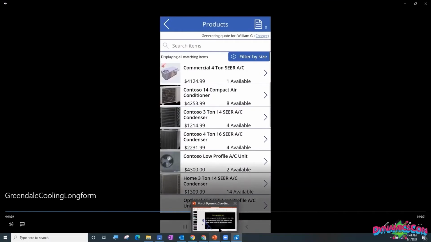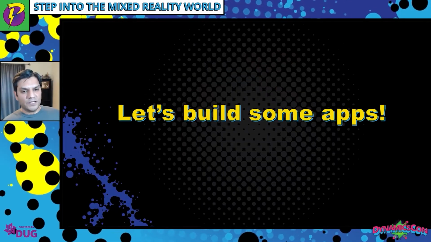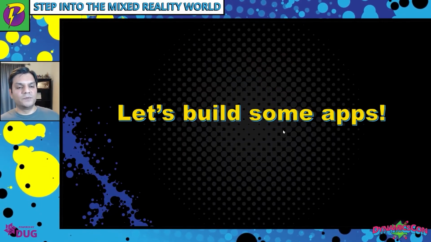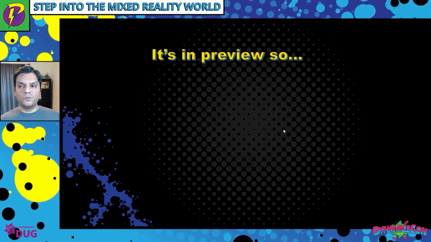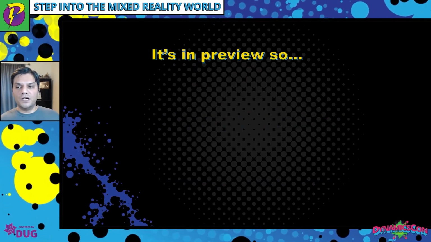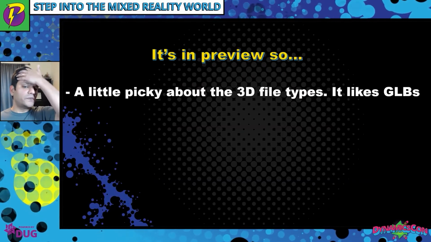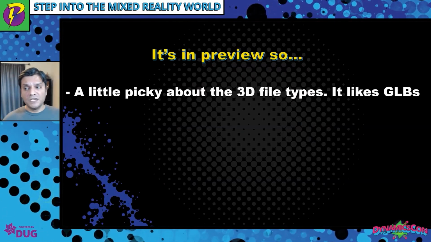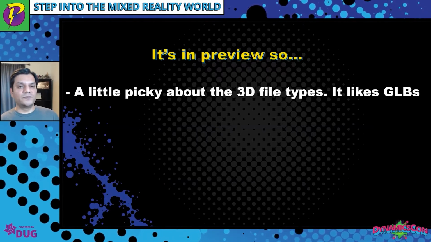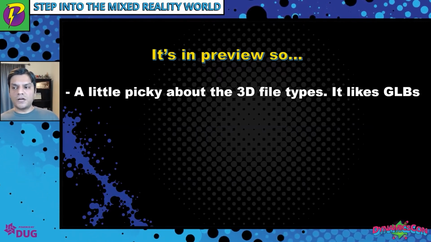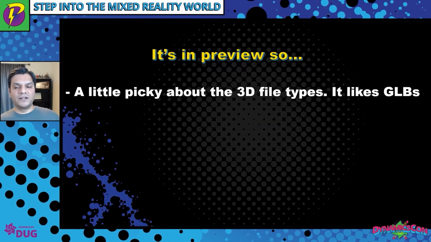So what I want to do is end with a few other important things that you need to know, and it's pretty important. We went through building the apps and some of the examples, but it is still in preview. So a couple of things you need to know right now. It is very picky about the 3D file types that it wants. GLB is the one I've been using, the one from the 3D Maker. Those are the ones it seems to like the best right now.